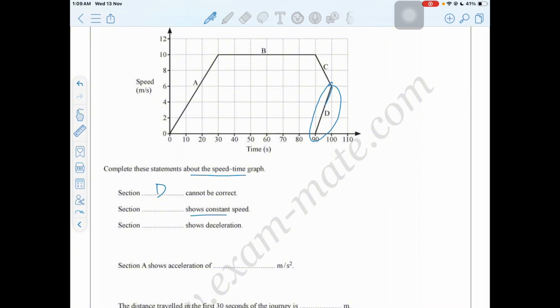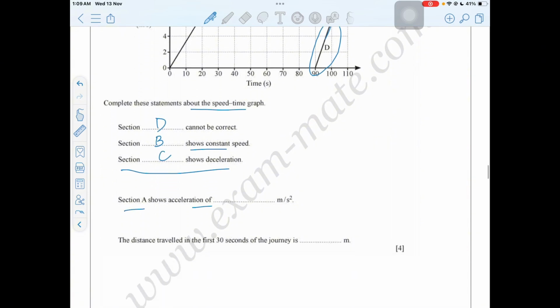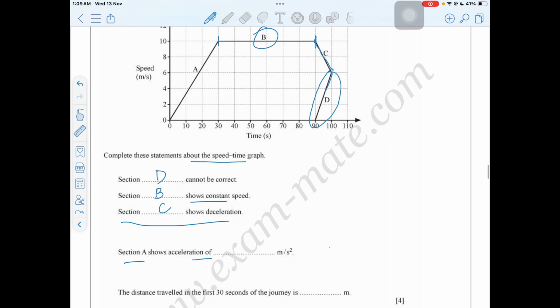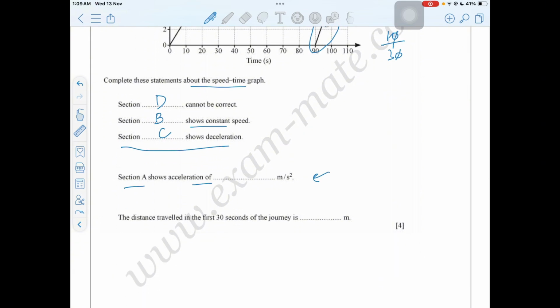Section dash shows constant speed. This is the constant speed because the speed isn't changing. Section dash shows deceleration. So this is basically deceleration. Section A shows acceleration of dash meters per second. We have to calculate the acceleration over here. So speed has changed to 10 and it has taken 30 seconds. So this would be 1 over 3 or 0.33. Let's just write it 1 over 3.